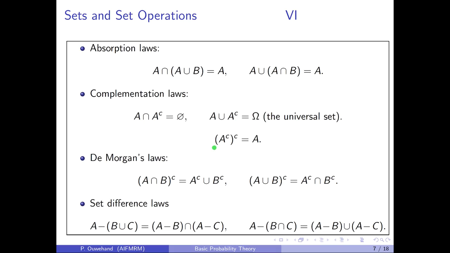As an exercise, we also leave De Morgan's laws, which state that the complement of an intersection is the union of the complements, i.e. the complement of A intersection B is the union of A complement with B complement. The same holds if we interchange the union symbol with the intersection symbol. And finally, there are the set difference laws. A minus (B union C) is (A minus B) intersection (A minus C). And similarly, A minus (B intersection C) is (A minus B) union (A minus C).